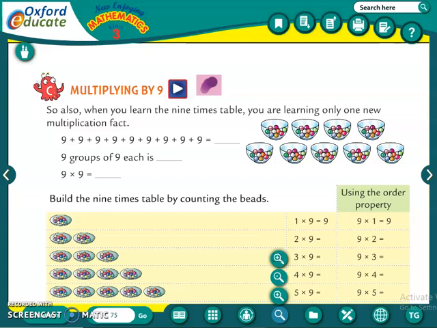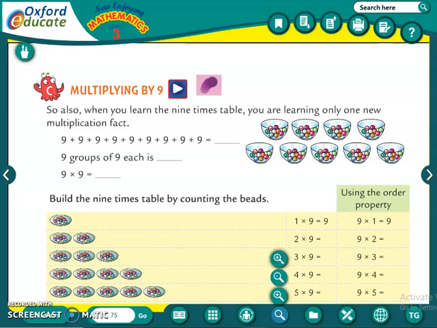Now we are going to do maths, and in maths we are doing chapter number 4, multiplication. In the last period we had written the table of 8, and I hope all of you are writing all the tables daily in your rough book. Now we will do multiplying by 9. So also when you learn the 9 times table, you are learning only one new multiplication fact.